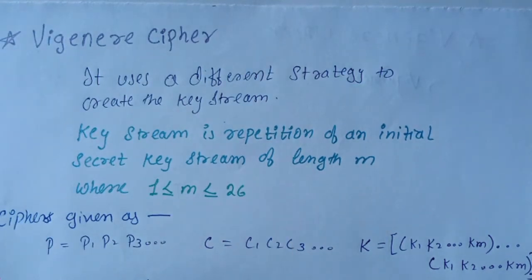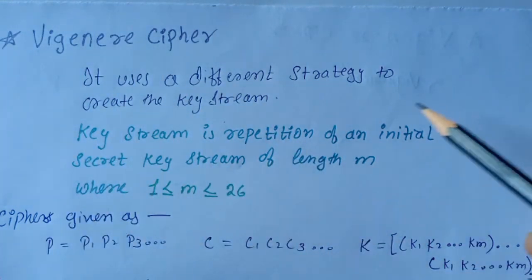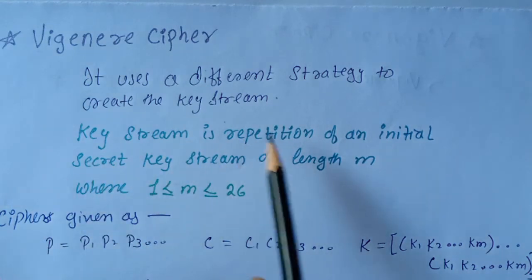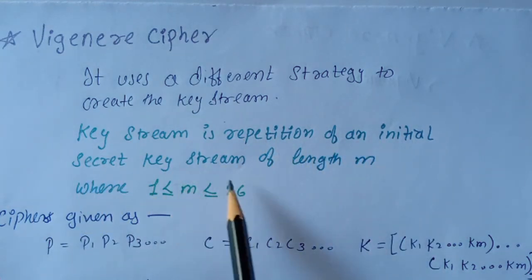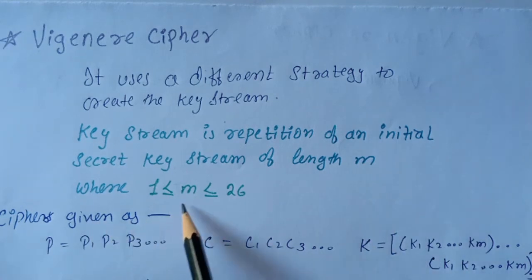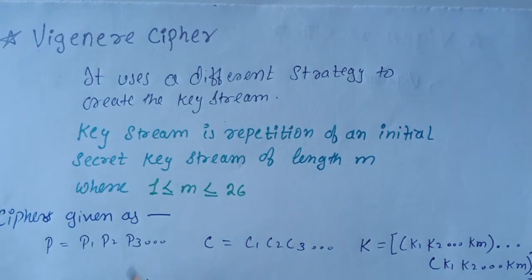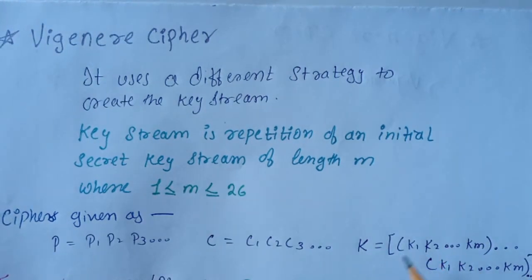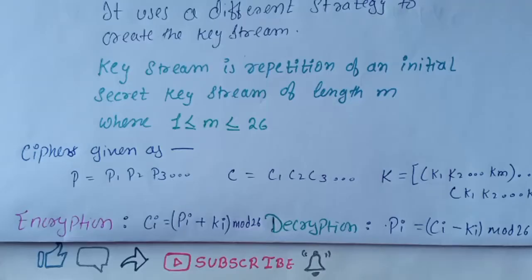Now we will see the next type of polyalphabetic cipher, that is Vigenere cipher. It uses a different strategy for creating the key stream. The key stream is the repetition of an initial secret key stream of length m, where m can be between 1 to 26. So the cipher is given as: this is plain text P1, P2, P3, this is the corresponding cipher text C1, C2, C3, and our key is K1, K2 up to Km, and again this subkey is repeated over and over until we encrypt all the plain text.